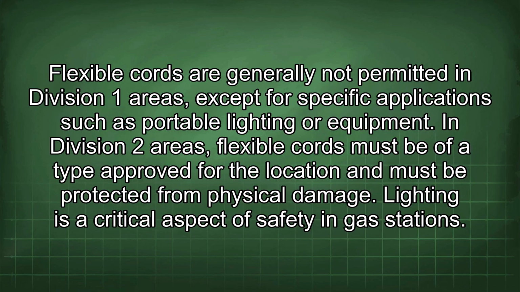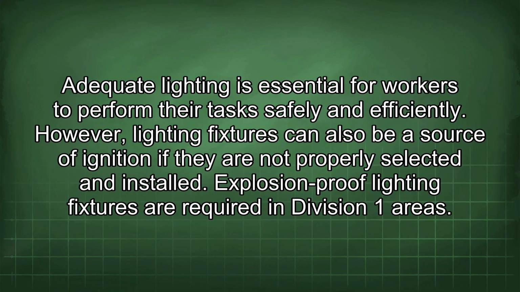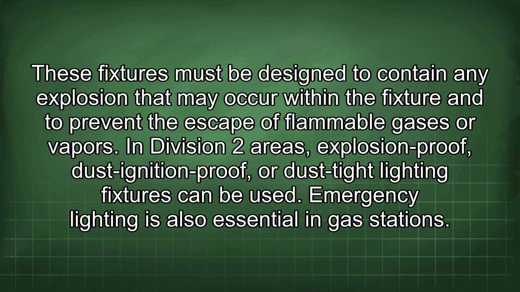Lighting is a critical aspect of safety in gas stations. Adequate lighting is essential for workers to perform their tasks safely and efficiently. However, lighting fixtures can also be a source of ignition if they are not properly selected and installed. Explosion-proof lighting fixtures are required in Division 1 areas. These fixtures must be designed to contain any explosion that may occur within the fixture and to prevent the escape of flammable gases or vapors. In Division 2 areas, explosion-proof, dust ignition-proof, or dust-tight lighting fixtures can be used.